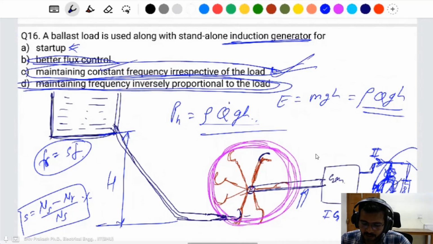The third one: maintain the constant frequency with respect to load, and the ballast load, an extra load, is connected at the output of the induction generator. This is in standalone only. In a grid system, you can't connect it directly. It will be a DC-DC converter, then the inverter, and the output of the inverter is connected to the grid system.